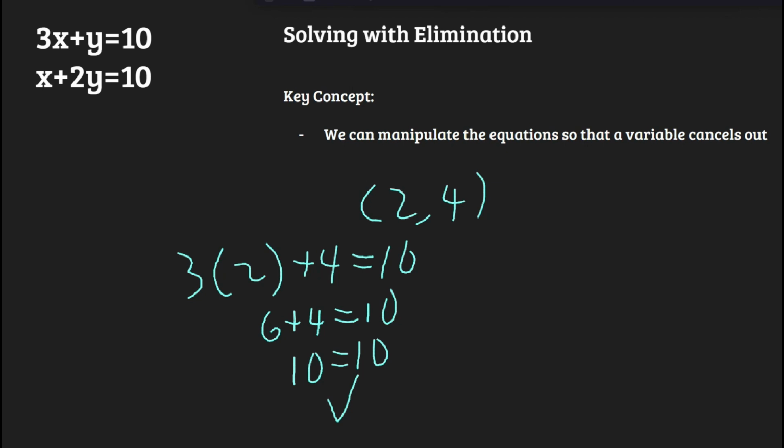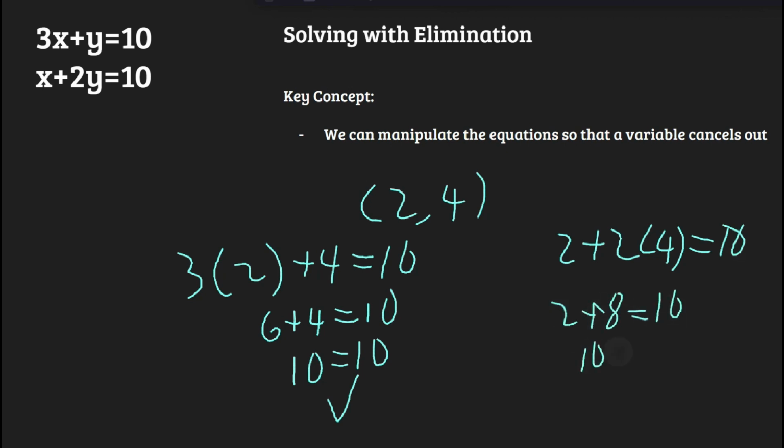Let's do it for the second one now. So 2 plus 2 times 4 is equal to 10. 2 plus 8 is equal to 10. 10 is equal to 10. Perfect. All right.